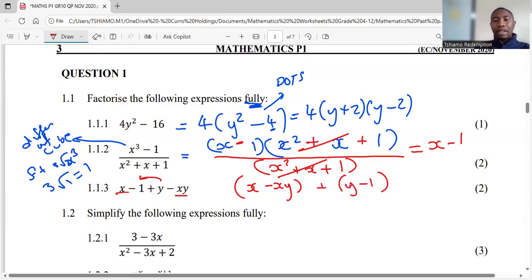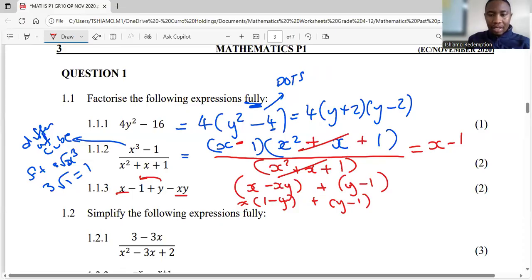Is it fine like this? Then take out a common factor. What is our common factor? x. No, it's fine. What is our common factor? x and then 1 minus y plus y minus 1. So here, the terms are the same, just that the signs are not the same.